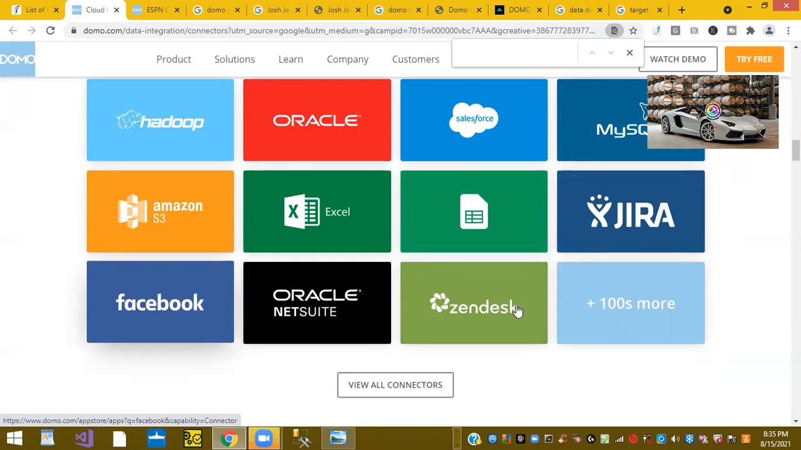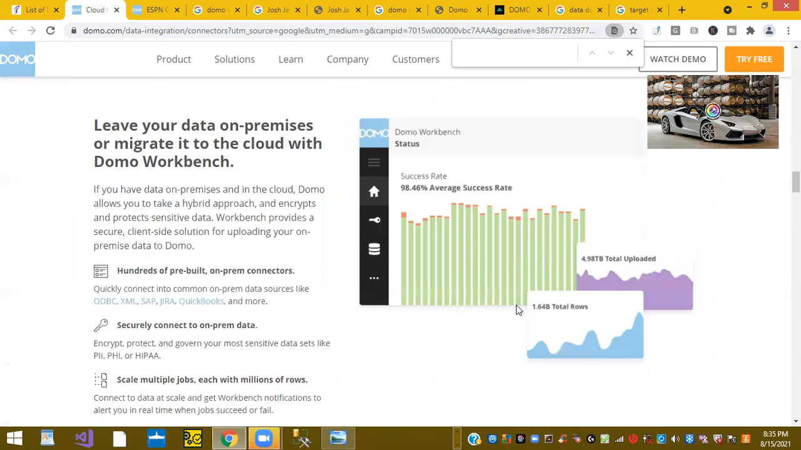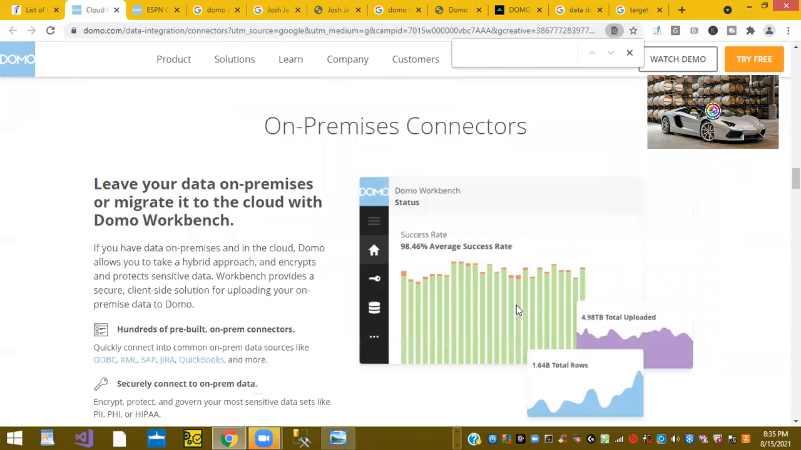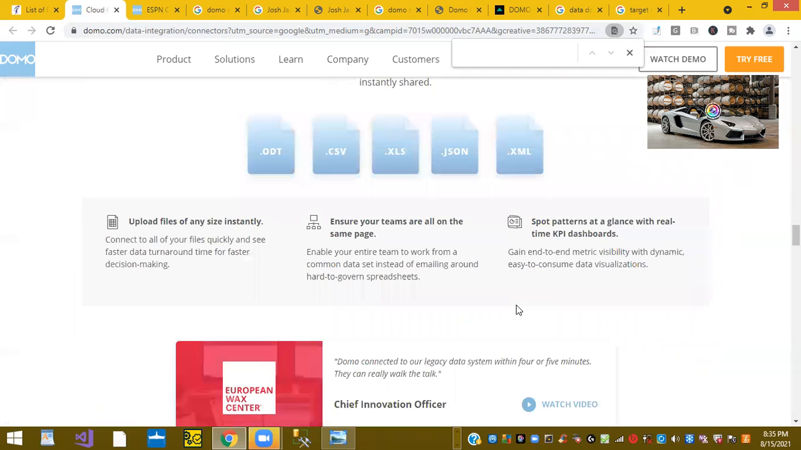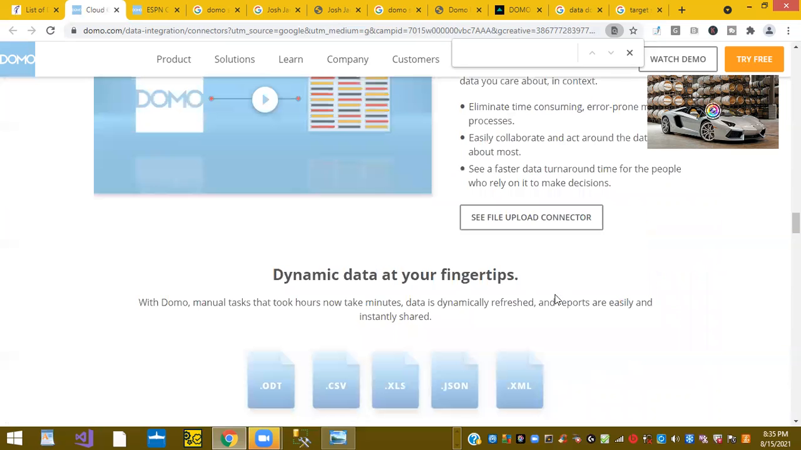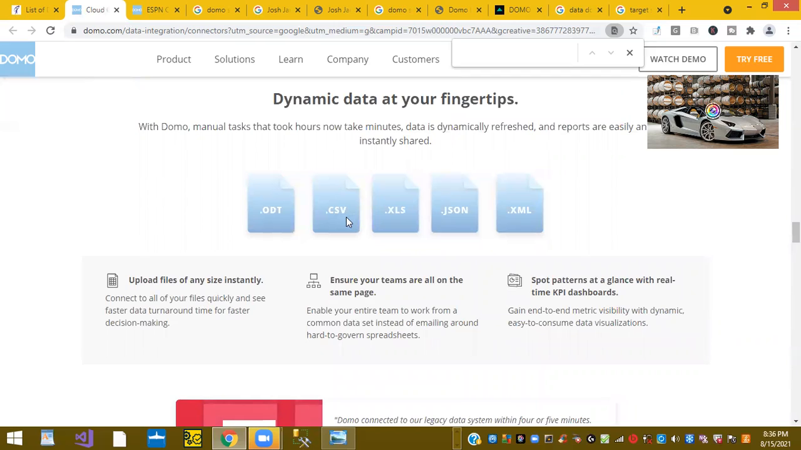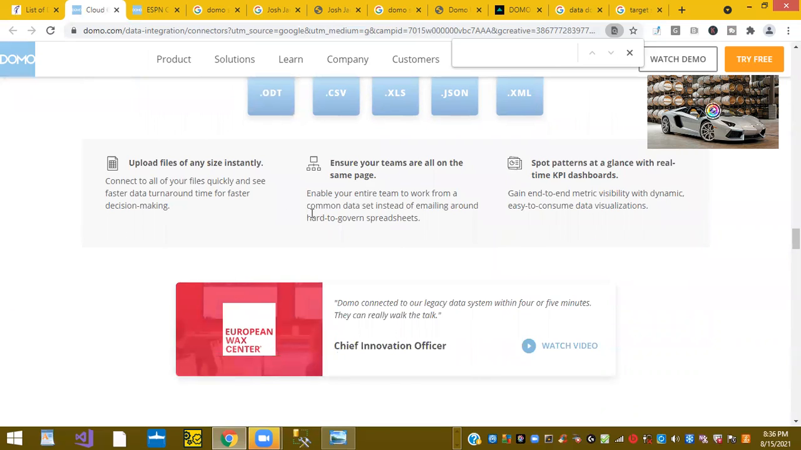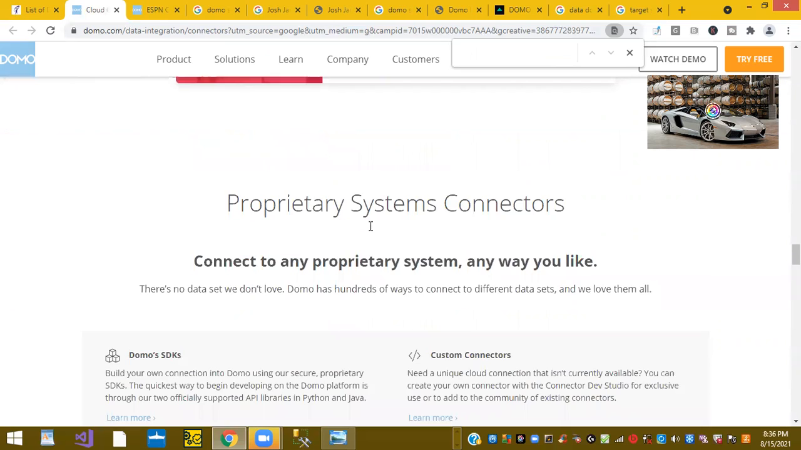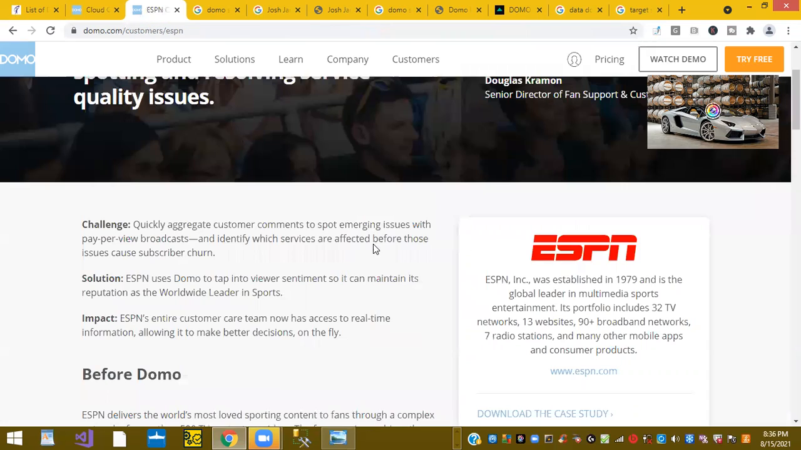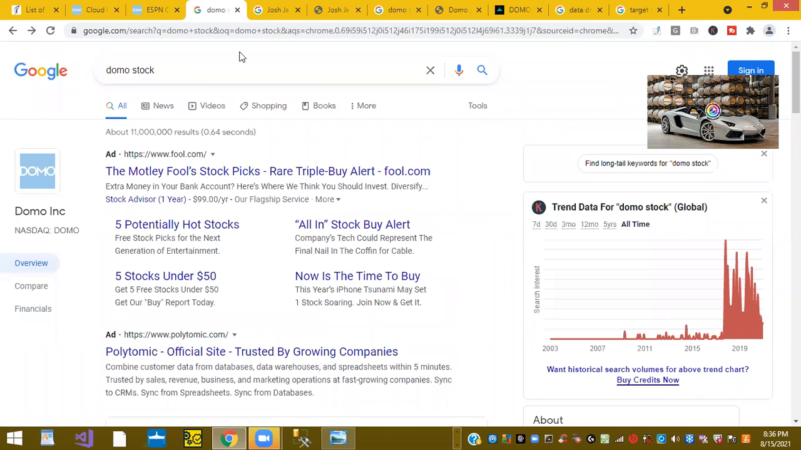So if there's some data in that particular company source, they can just grab it and then display it in the dashboard. And that's like real-time information. And it's just so cool that Domo is around and able to provide this real-time, dynamic data at your fingertips. And here are the different types: CSV, common, all these formats. This is common: CSV, Excel sheet, JSON, and XML. Upload files instantly. So again, just the best data sourcing. And like I said, some of the number one customers, the NBA, ESPN.